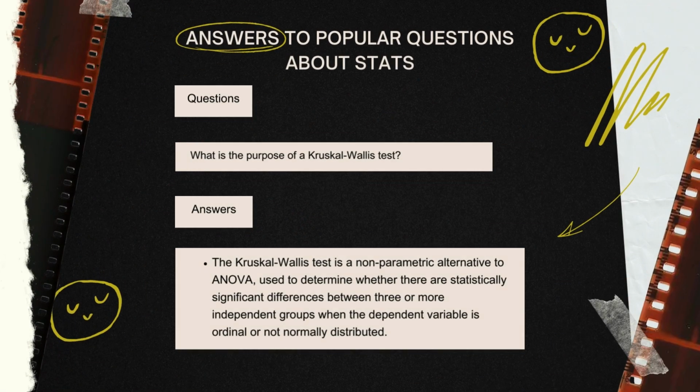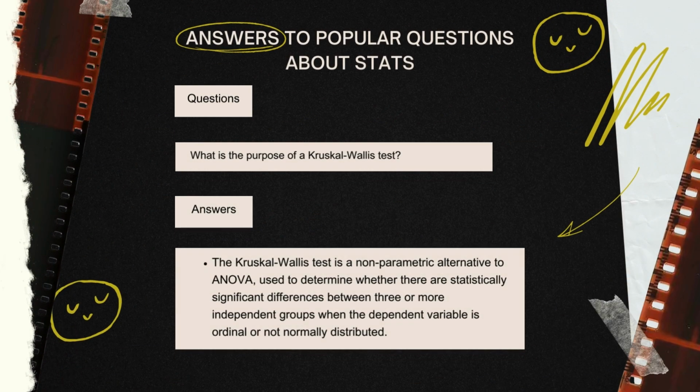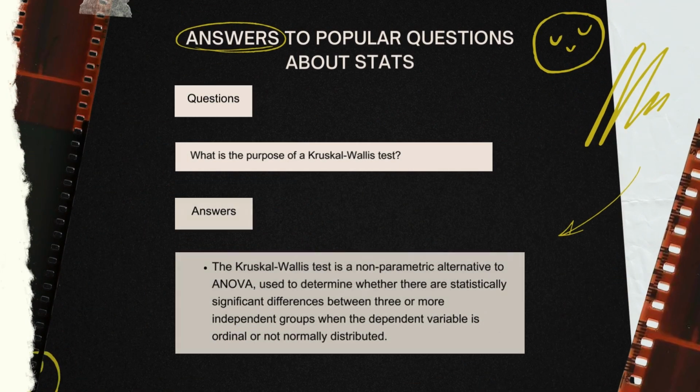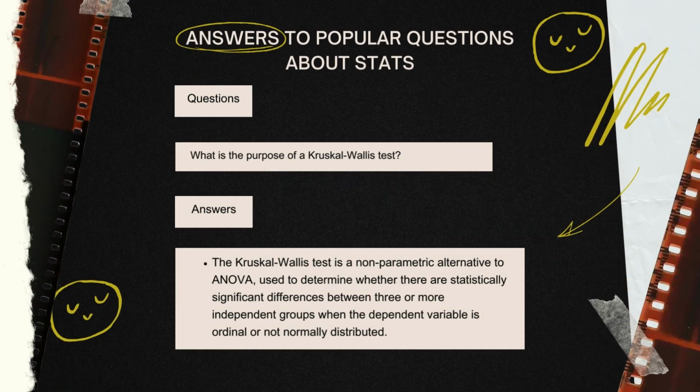Question: What is the purpose of a Kruskal-Wallis test? Answer: The Kruskal-Wallis test is a non-parametric alternative to ANOVA, used to determine whether there are statistically significant differences between three or more independent groups when the dependent variable is ordinal or not normally distributed.